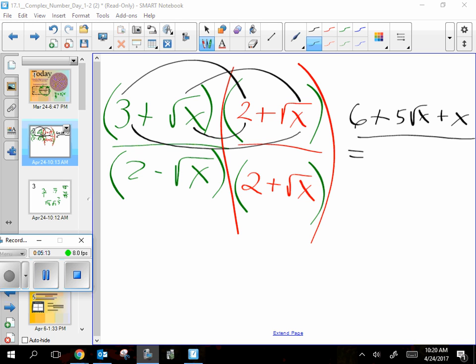All over the denominator, which works out nicer. Why? Because it's the conjugate situation. This and this are specifically conjugates, which means that their middle term blows out. The first is 4, and the outside and the inside are opposites, so they're gone. And then it's just plus x.